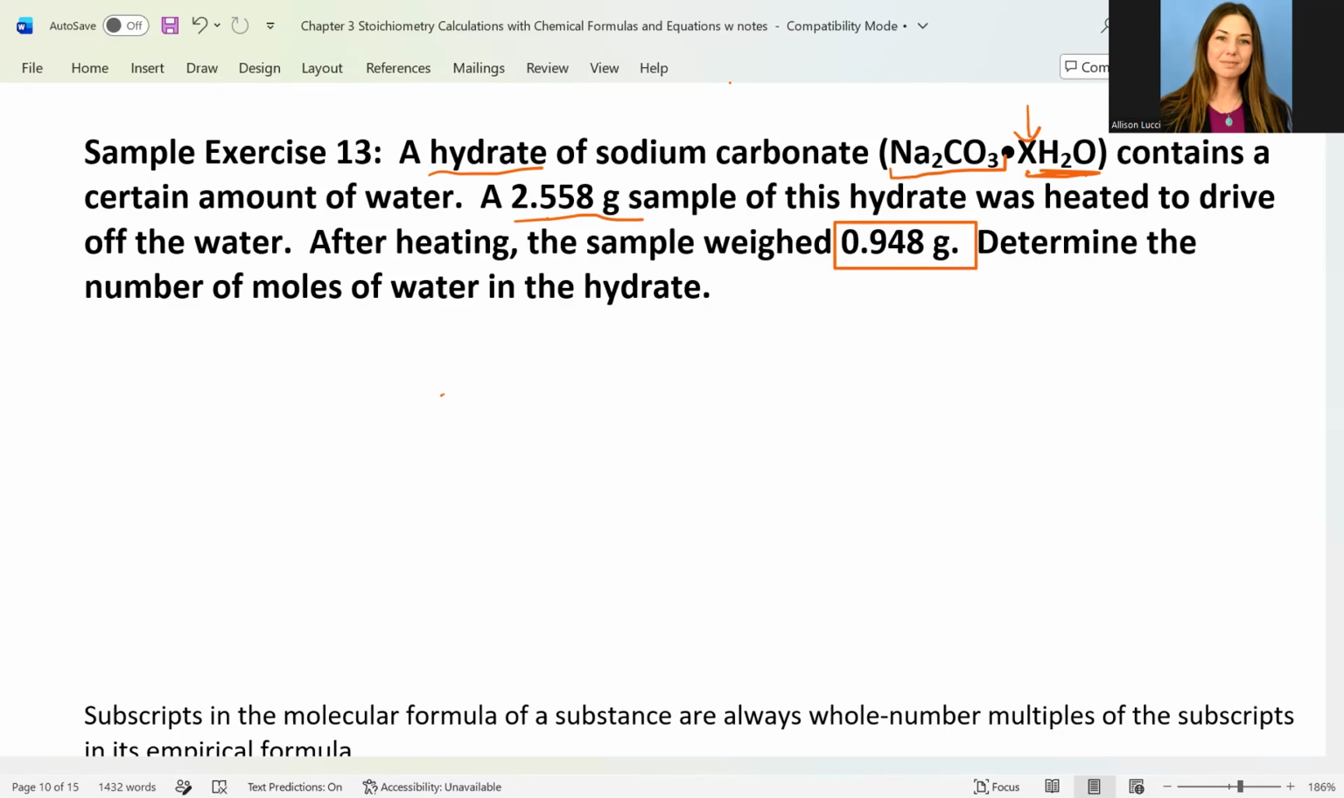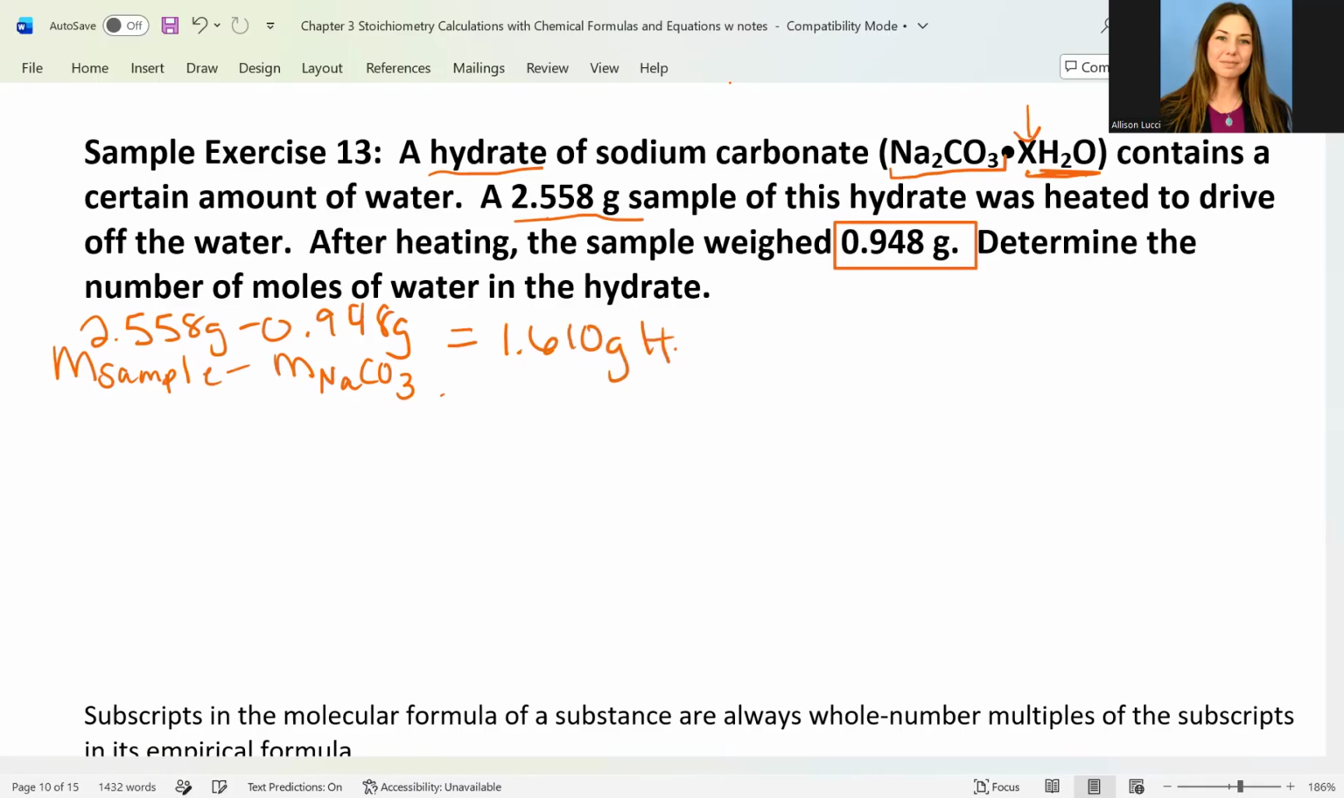So we know that the mass of water then can be found by the mass of the sample minus the mass of the heated sodium carbonate afterward. So what's remaining? If we start with 2.558 grams and then subtract the 0.948 grams that was left over after heating, we would find that we have about 1.610 grams of water.